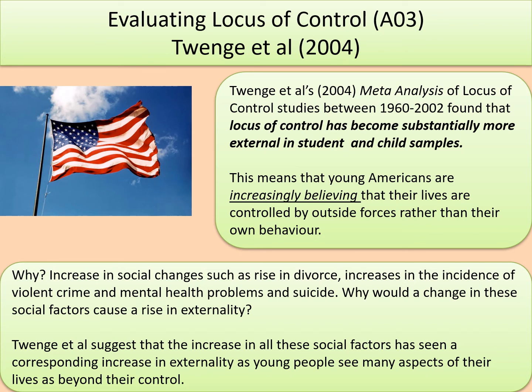So Twenge identified it was the rises in divorce rates, violent crimes, mental health problems and suicide that was causing this shift towards a more external locus of control. So pause the video and think, well, why is it that increasing divorce rates and increasing crime rates would cause people to have more external locus of control?